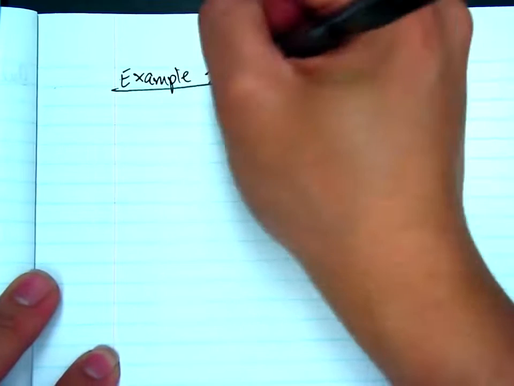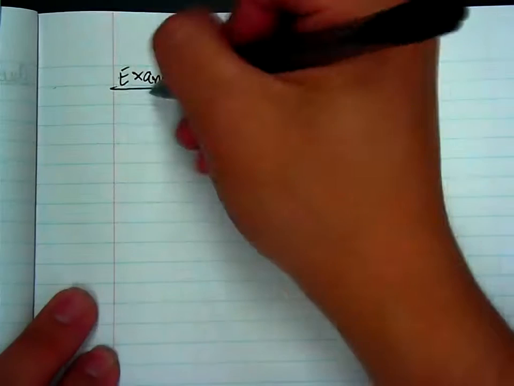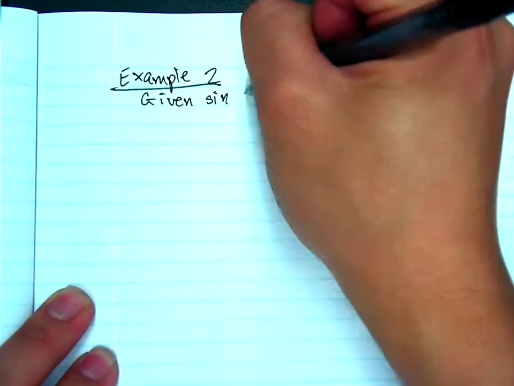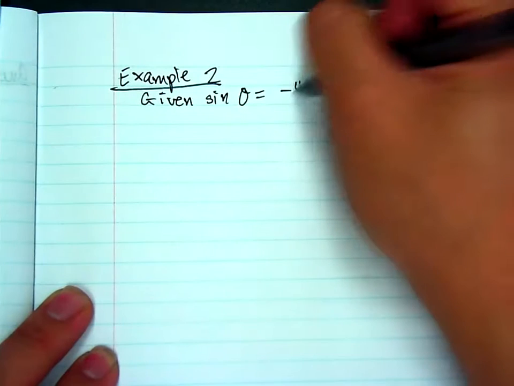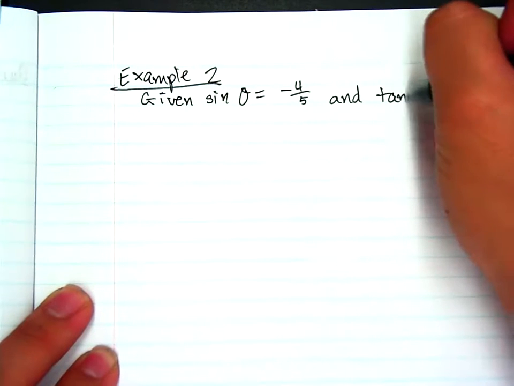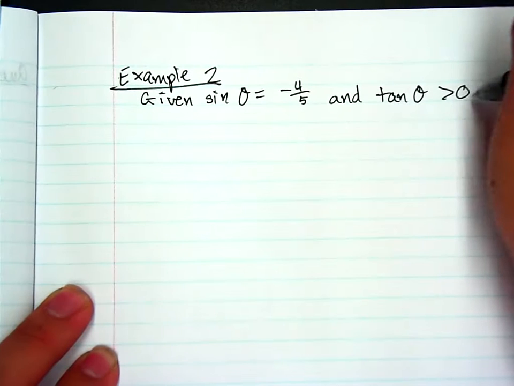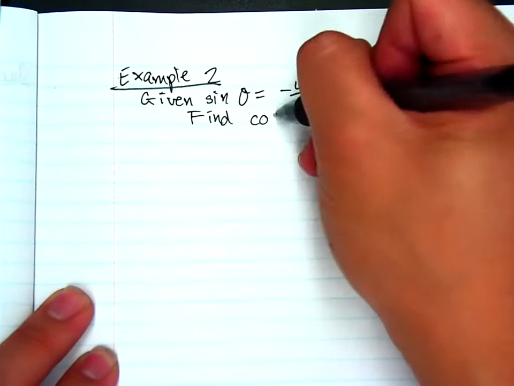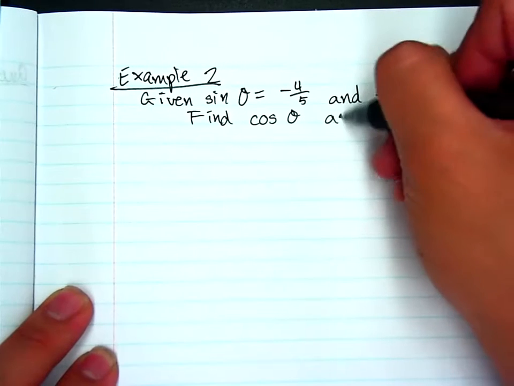So example 2, we're going to continue to evaluate more trig functions. And with this one, we're going to be given sine theta equals negative 4/5 and tangent theta is greater than 0. I need to find cosine theta and cotangent theta.